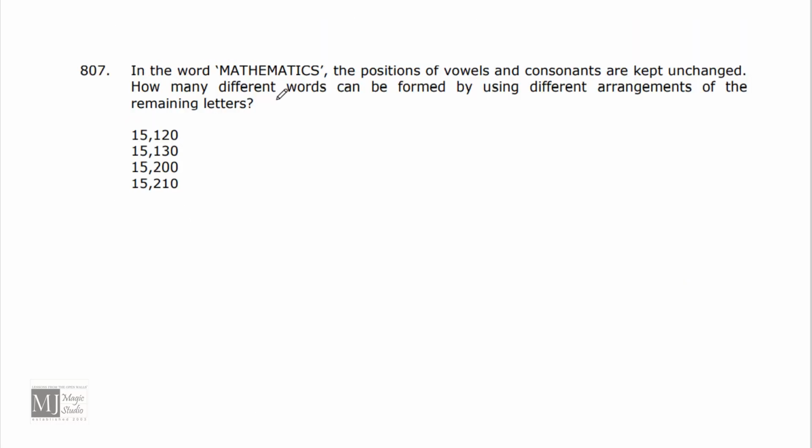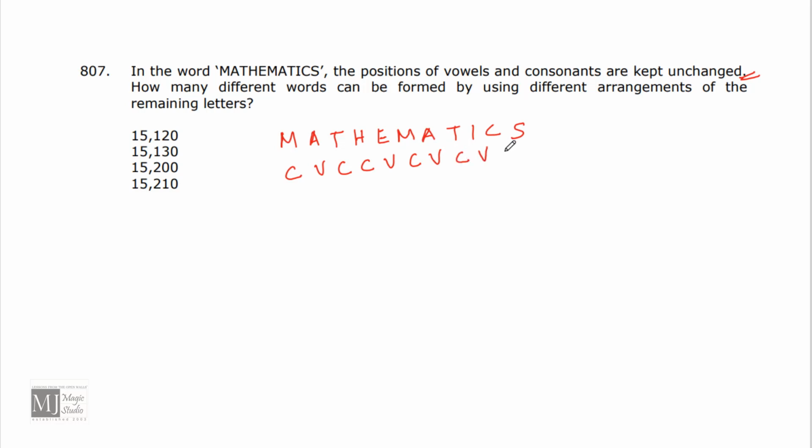In the word mathematics, the positions of vowels and consonants are kept unchanged. That means this is consonant, vowel, consonant, consonant, vowel, consonant, vowel, consonant, vowel, consonant, consonant. The character of the word should be maintained like this. This is also known as the relative position of vowels and consonants remaining unchanged.